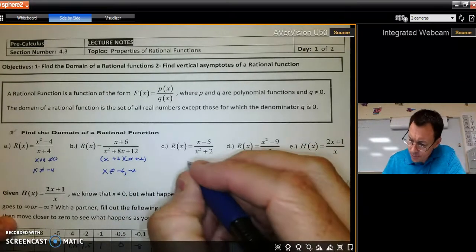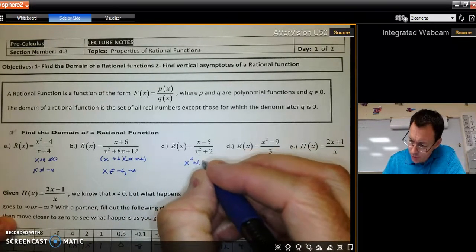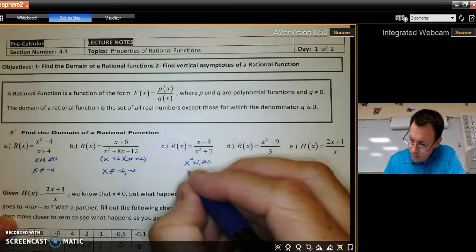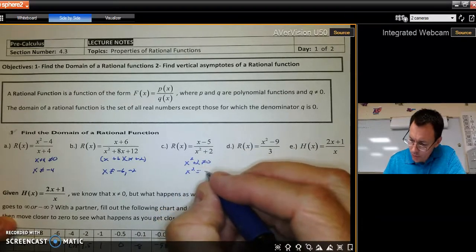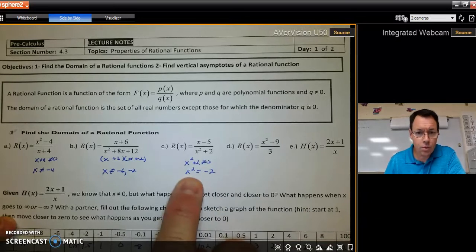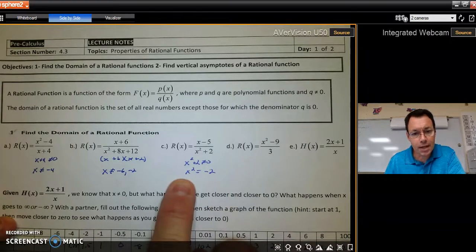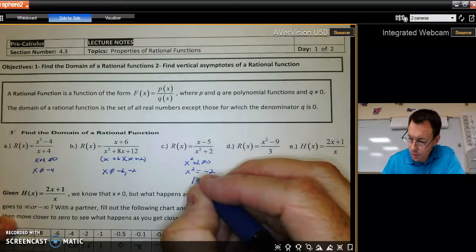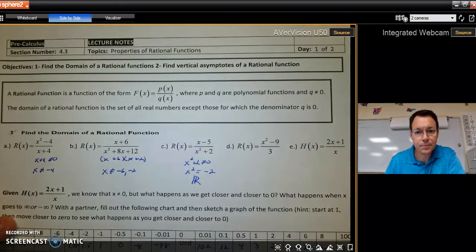For example, c, x squared plus 2 cannot equal 0, but that means that x squared cannot equal negative 2. Well, there's no way to get a negative 2. If you take something and square it, you're always going to get a positive. So this isn't an issue. This can't happen. So this will be all real numbers.